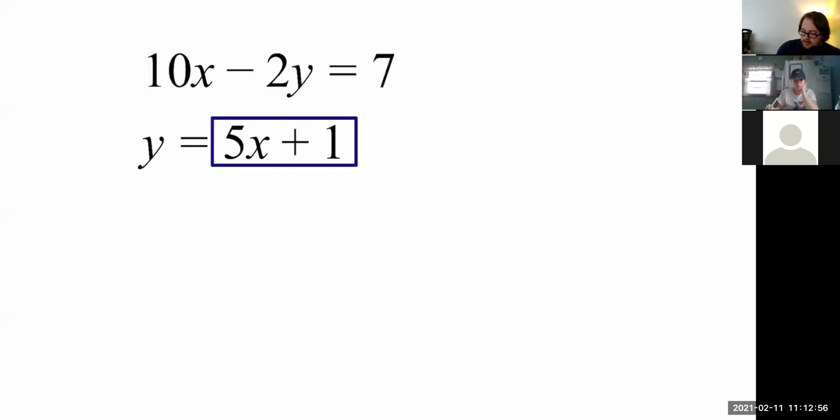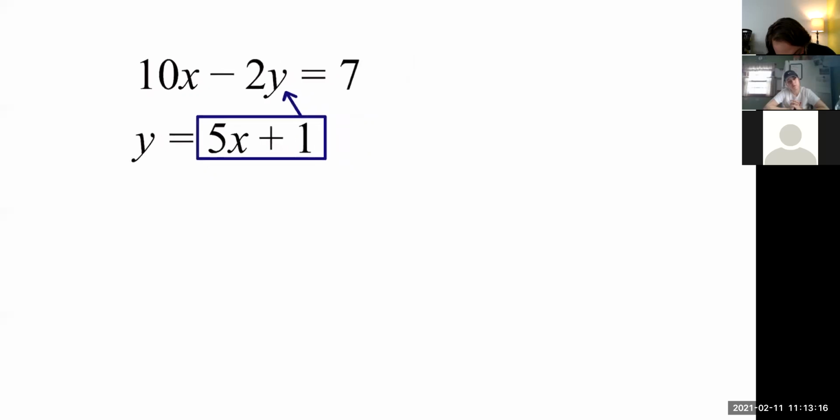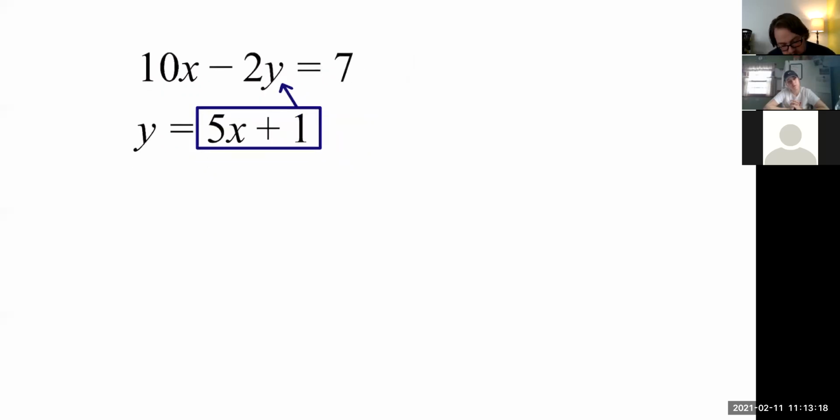So step one, already done. We boxed it in. Our y was already by itself in the second equation. So I'm going to go on to step two, which Jordan, you already kind of hit on there, which is to substitute everything from that box into the appropriate variable. Now this time the box is representing my y. So I'm going to rewrite this top equation, 10x minus 2y equals 7. But when I get to that y, that's where the substitution takes place.